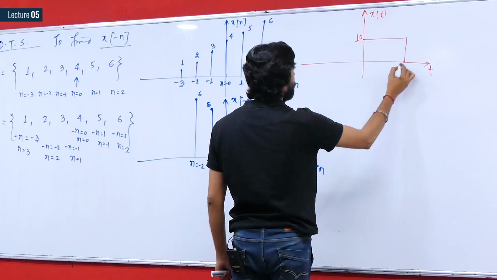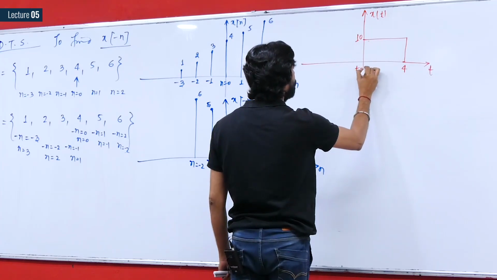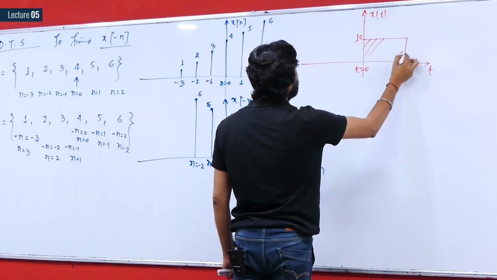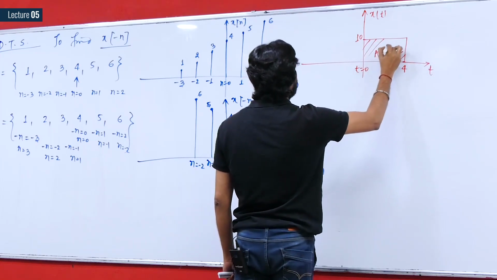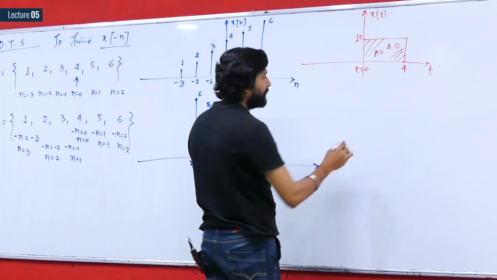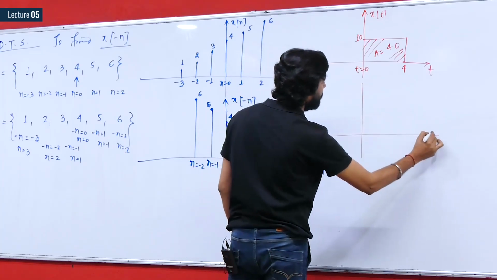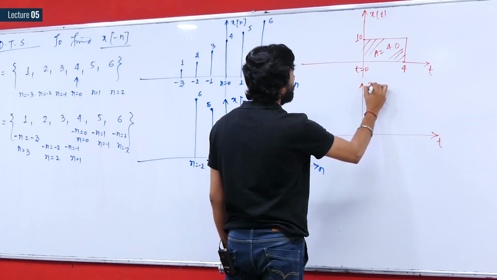So the area of this signal, if it exists from t equals 0 to 4 seconds, is 10 into 4, that is 40. Now if you take the time reversal, then you define the signal x of minus t.